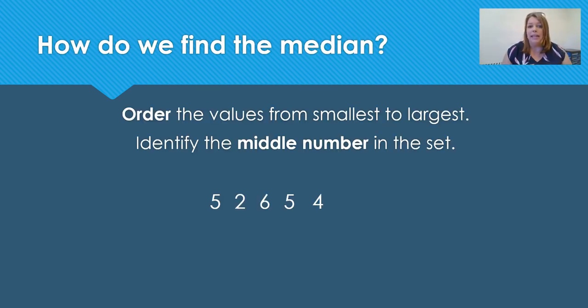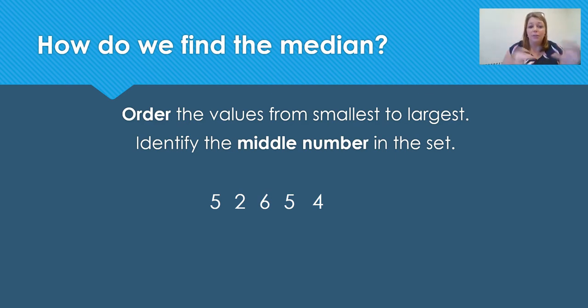How do we find the median? The first thing that we have to do, and this is the most important thing, and it's also the thing that most people forget to do, is to order the values from smallest to largest. If we have a look at the values on the screen, we have 5, 2, 6, 5, and 4. At the moment, what appears to be the middle value is the 6. It's not the middle value at all because it's actually the largest number that we have. It's just currently located in the middle.